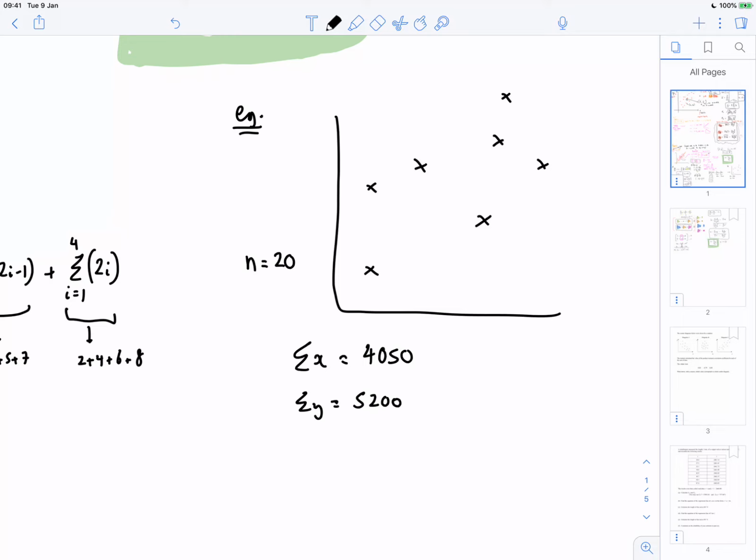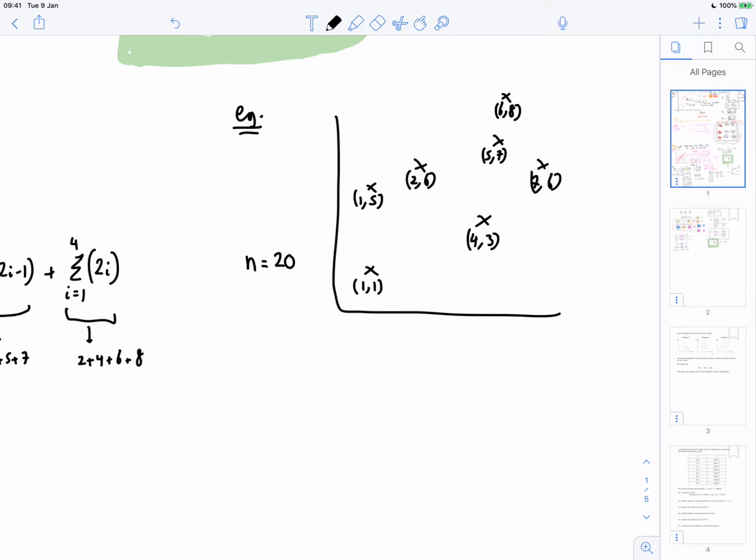Let's suppose you've done all the calculations and you found out the sum of all the x's times the y's, which, oh, I don't know. I tell you what, let's make up some data and see how it works. Okay, let's say this point is 1, 1. Let's say this point is 1, 5. Let's say this point is 2, 6. Let's say this point is 4, 3. Let's say this point is 5, 7. Let's say this point is 6, 8. And let's say this point here is 7, 6.